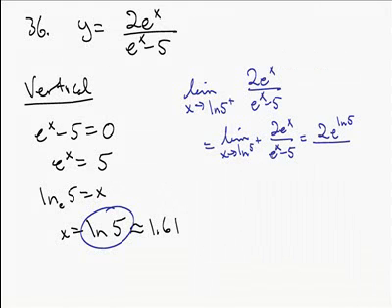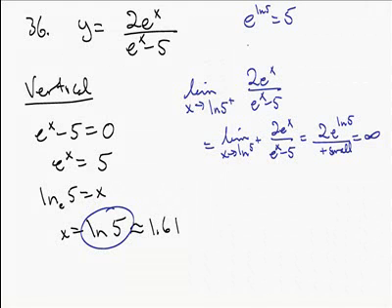Coming at it from the right, e to the natural log of 5 itself is going to be 5. So if we're coming at it from the right, we're going to be a little bit bigger than 5. And so we're going to have something small and positive as x approaches the natural log of 5 from the right. So as our denominator gets smaller, we're going to get towards positive infinity here.